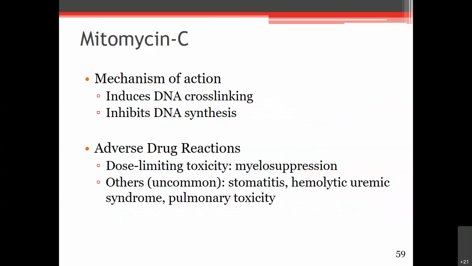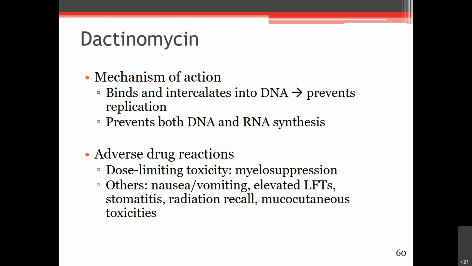Mitomycin C is something you may see in bladder cancer, hepatocellular carcinoma, or a few other malignancies. It induces DNA cross-linking and inhibits DNA synthesis. Myelosuppression is the big toxicity here, and then you could less commonly see stomatitis, HUS, or pulmonary toxicity. Finally, we have dactinomycin. So this is used in Wilms tumor in pediatric patients, and then also plays a role in certain sarcomas, such as Ewing sarcoma and rhabdomyosarcoma.